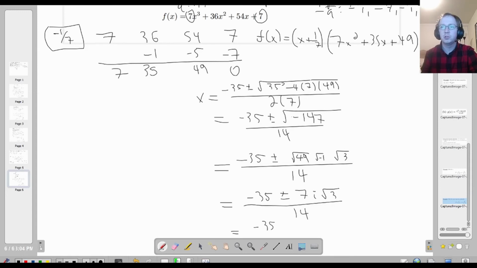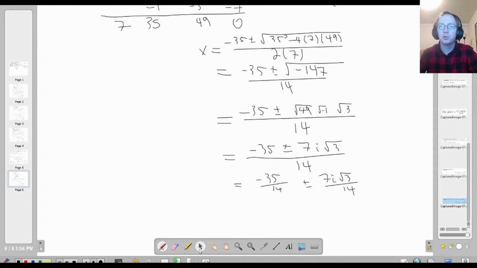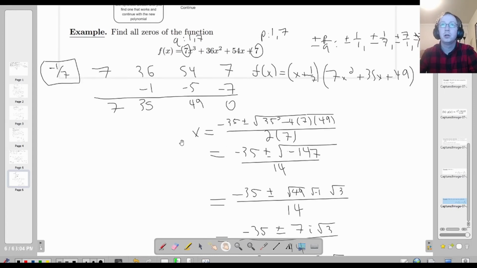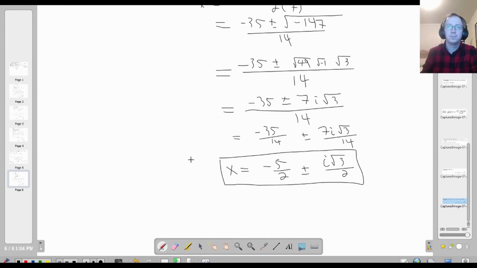Well, now let's break this apart into two fractions and try to simplify each one. In my first fraction, I could notice that I've got two numbers that are multiples of 7. So if I divide the top and bottom by 7, I've got negative 5 over 2. And for this one, 7 over 14, that's 1 over 2. So I could write it like this, or I could combine it into one fraction. Either way though, here are two of my solutions, negative 5 over 2 plus or minus i root 3 over 2. And my other solution that I found earlier was x equals negative 1 over 7. So in total, I've got three solutions.